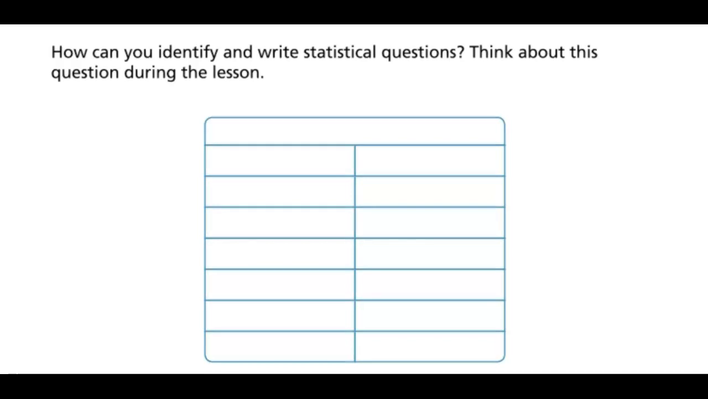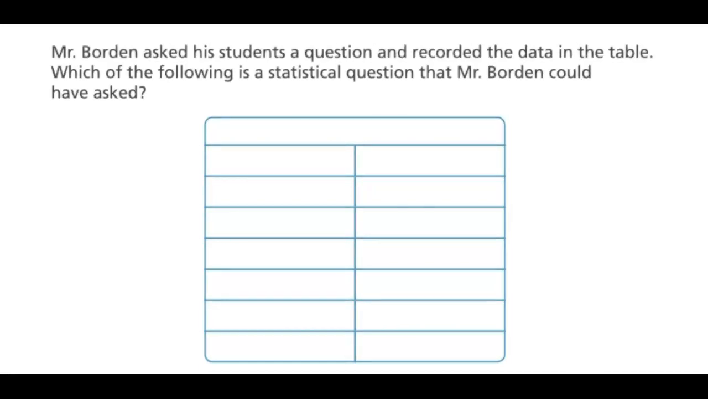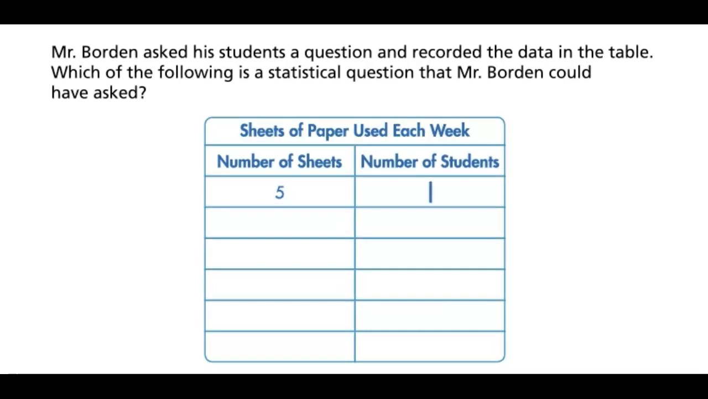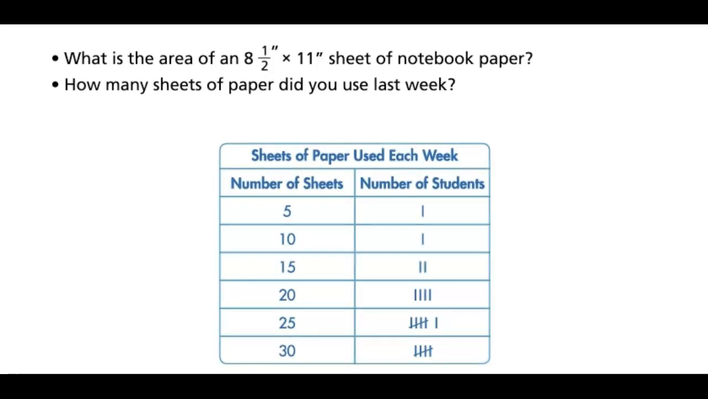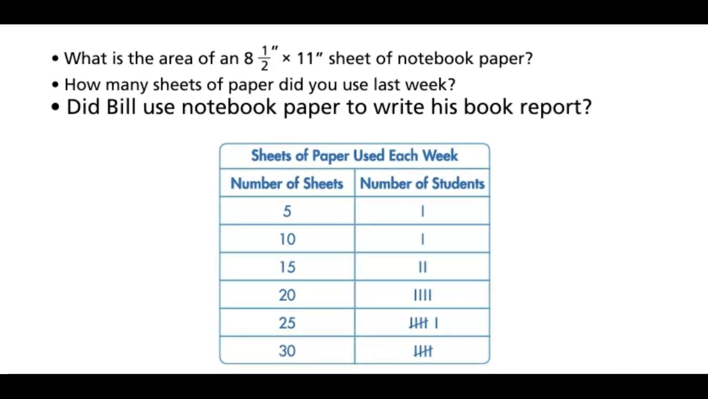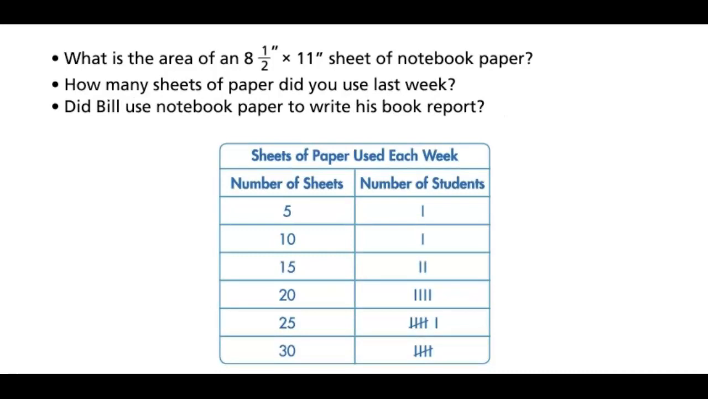All right, so let's look at this example. Mr. Borden asked his students a question and recorded the data in the table. Which of the following is a statistical question that Mr. Borden could have asked? What is the area of an 8 1/2 inch by 11 inch sheet of notebook paper? How many sheets of paper did you use last week? Did Bill use notebook paper to write his book report?